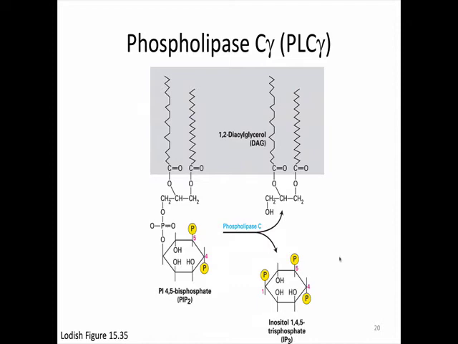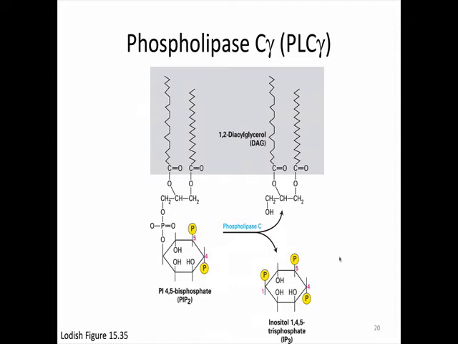Phospholipase C gamma cleaves phospholipids, because it's got phospholipid at the beginning of its name. It specifically cleaves the phospholipid shown here, called PIP2, or PI 4,5 bisphosphate. I always call it PIP2.